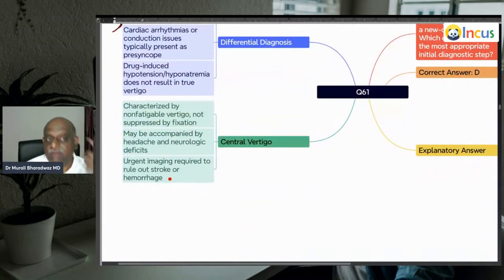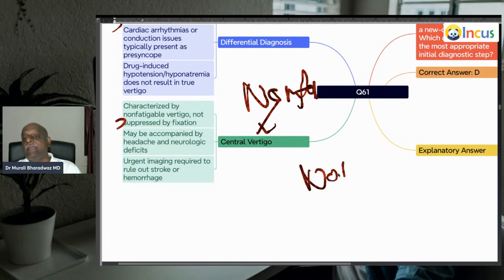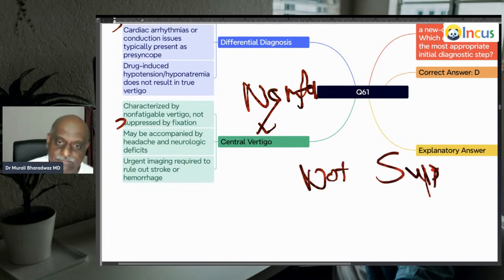Whereas central vertigo, non-fatigable vertigo is central vertigo. It is accompanied by headache, neurological deficits, not suppressed by fixation, is what you need to remember.